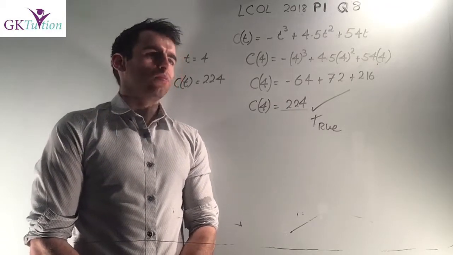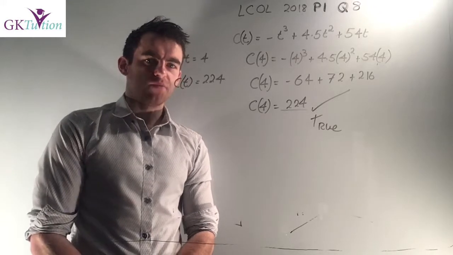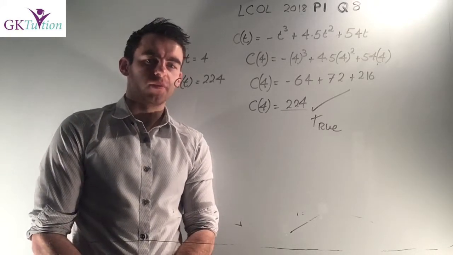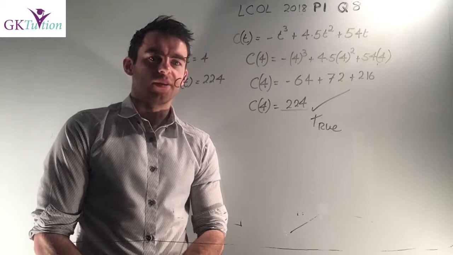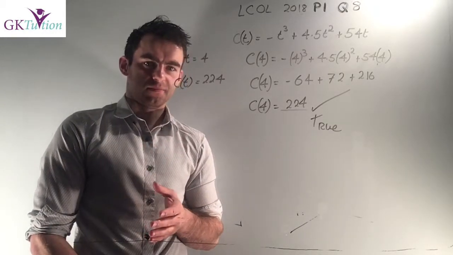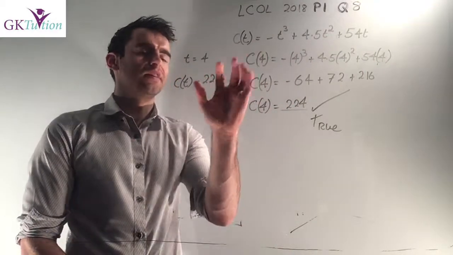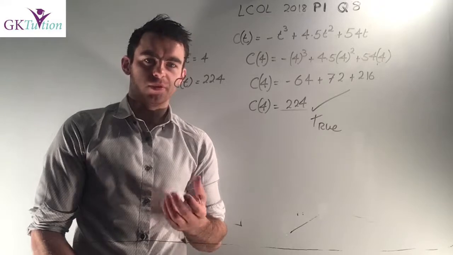The question I've chosen to go through here is 2018 Paper 1 Question 8. In this question we're introduced to the function c of t, where c of t represents the number of units of a particular medicinal drug that remains in the bloodstream t hours after you've taken it. So t represents the number of hours after you've taken this drug. C of t represents the number of units in the bloodstream.